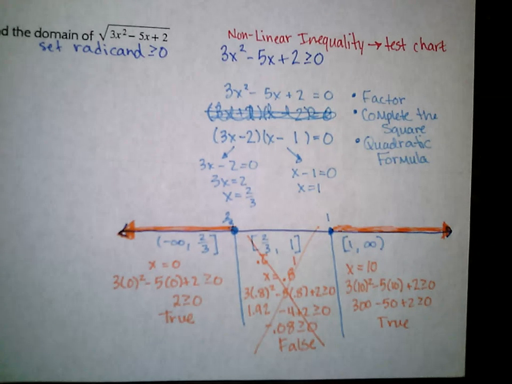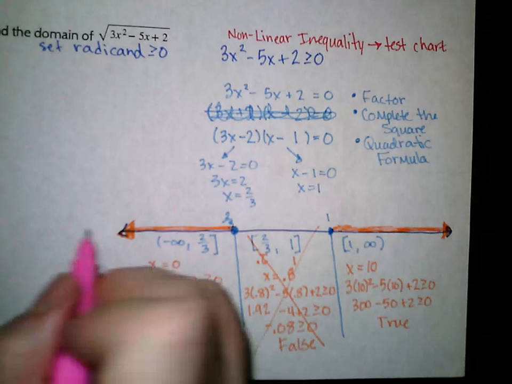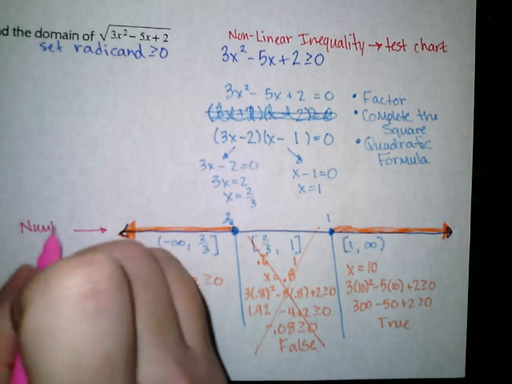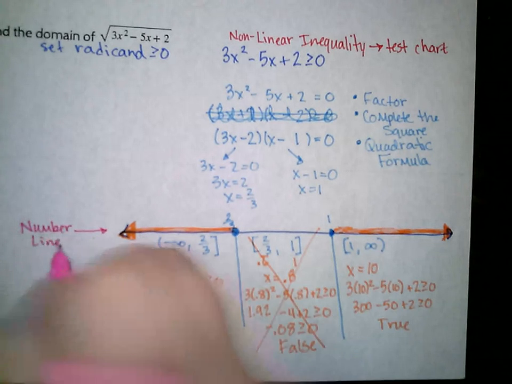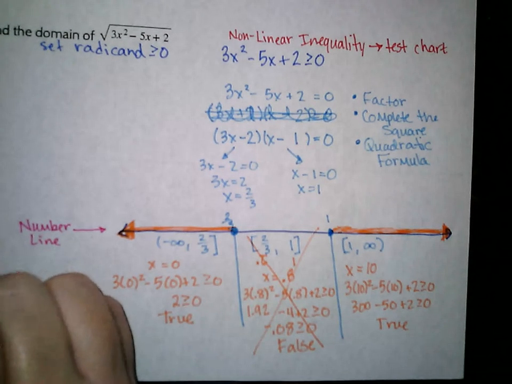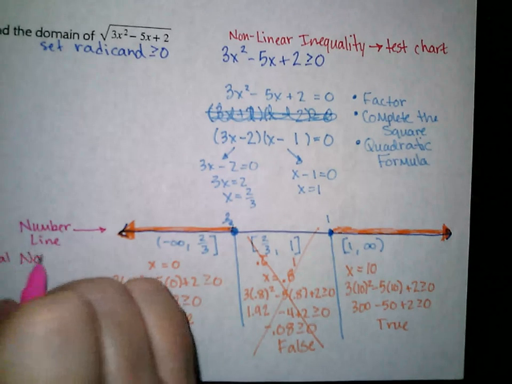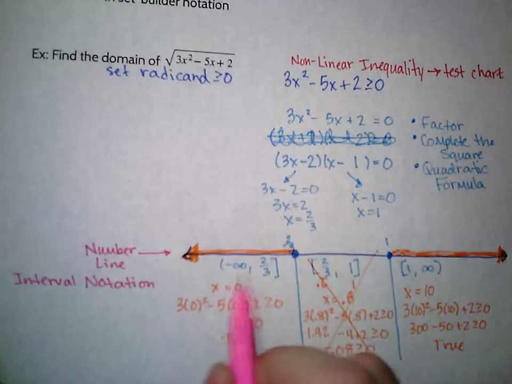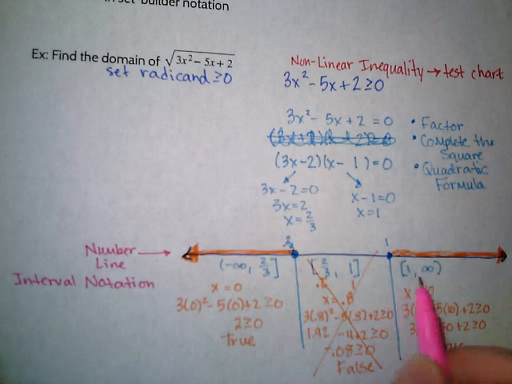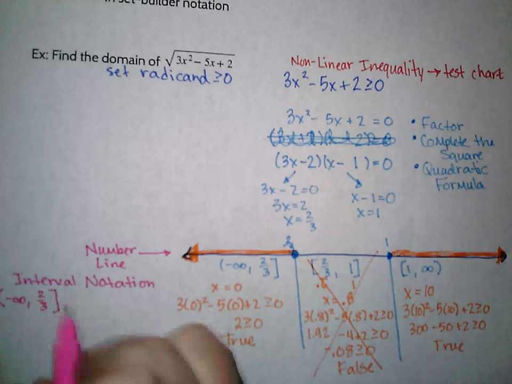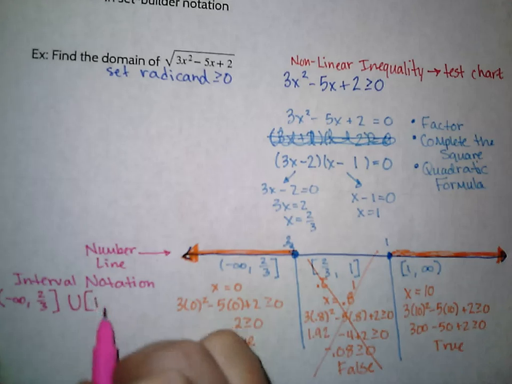And now I have 2 types of answers already done. So here is my answer on a number line. And then in interval notation, I have it written out here, negative infinity to 2/3 and 1 to infinity. So I just have to go negative infinity to 2/3 union 1 to infinity.